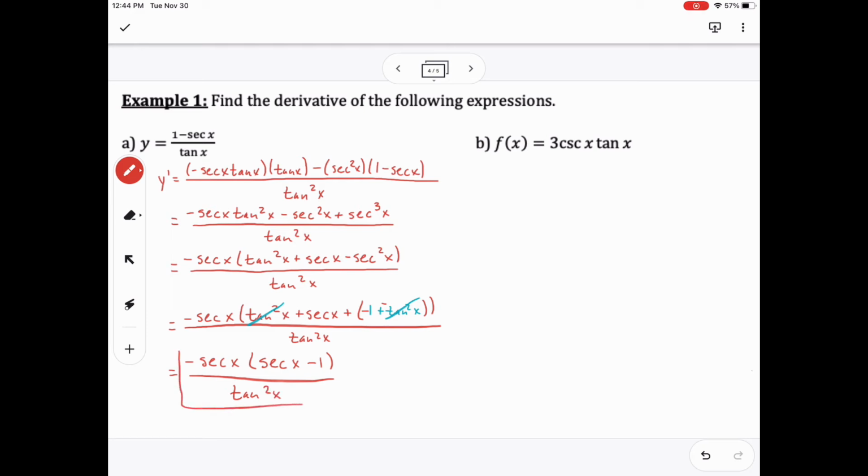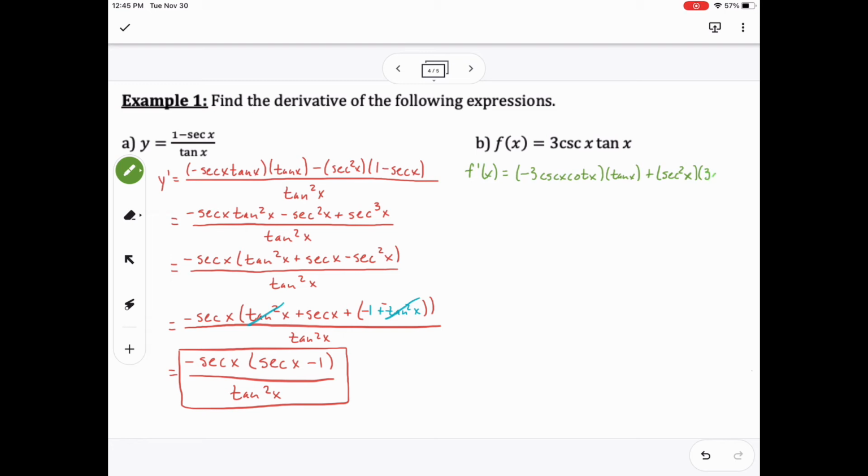Also know that there's not just one way of doing these. Like you can use the Pythagorean identities in different ways to be able to get the same answer. For letter B, I need to use the product rule. So even though there's a 3 in front, just have that attached to one of those functions. So either cosecant or tangent.